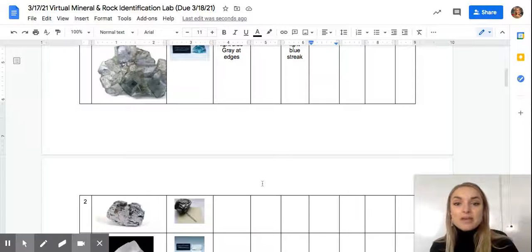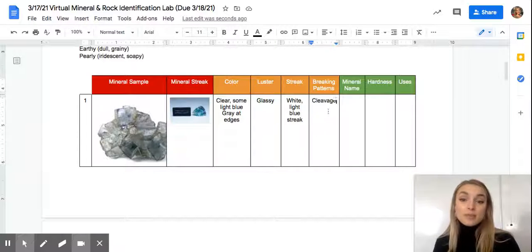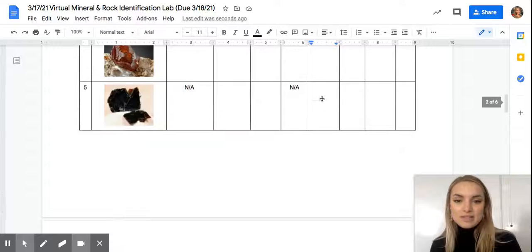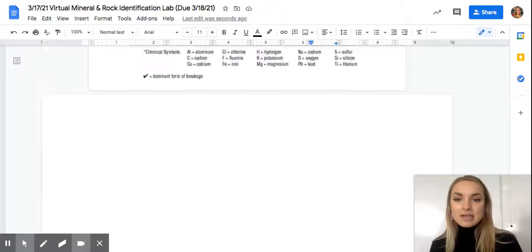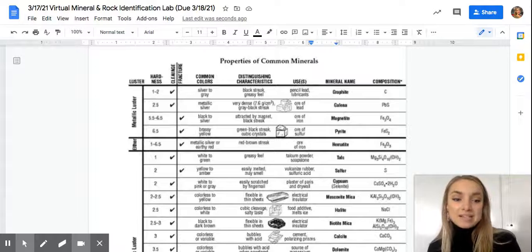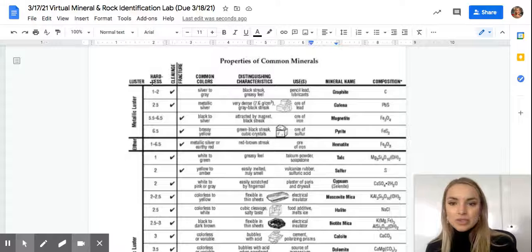Once you've finished filling out all 4 orange columns for all the minerals, then what you can do is this. I'm going to scroll down to the end of the assignment, and I'm going to look at this table. So based on what I just wrote in row number 1 for that particular mineral, I'm going to try to identify that mineral.